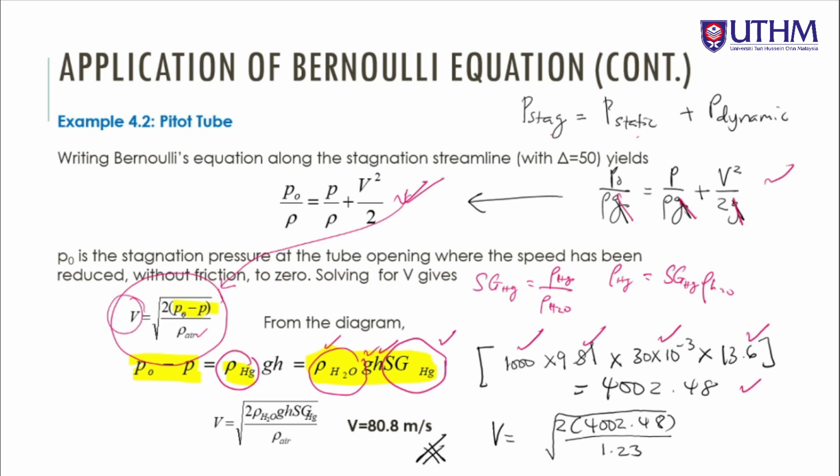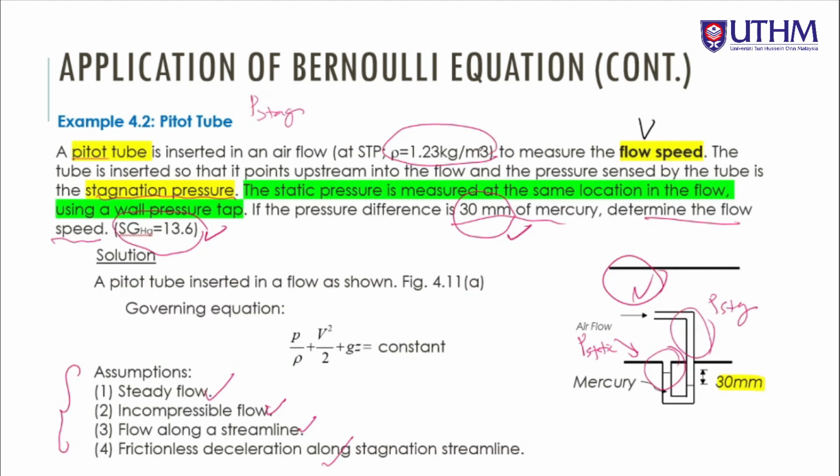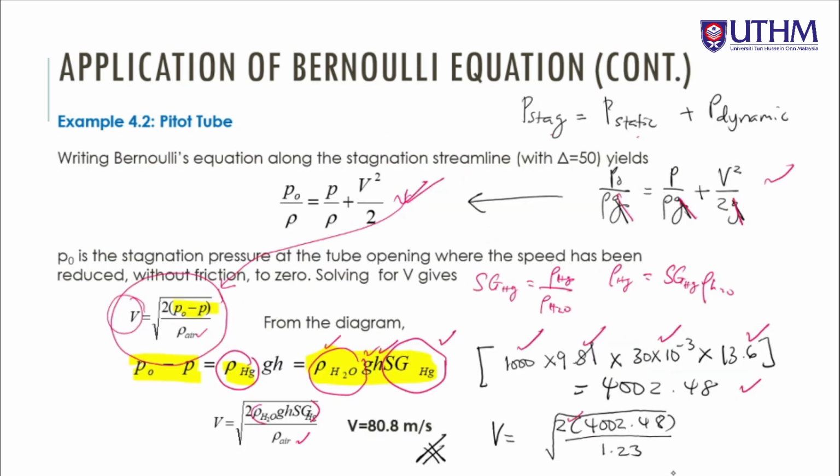For the terms inside here, the stagnation pressure minus the static pressure, and then kita substitute masuk dalam this part. Okay, lepas tu kita darab 2 and then divided by density of air. Density of air pun given sebenarnya kan, berapa? 1.23 kg per meter cube, and then kita akan dapat the answer, which is the velocity of the airflow equivalent to 80.8 meter per second, in which sangat laju.